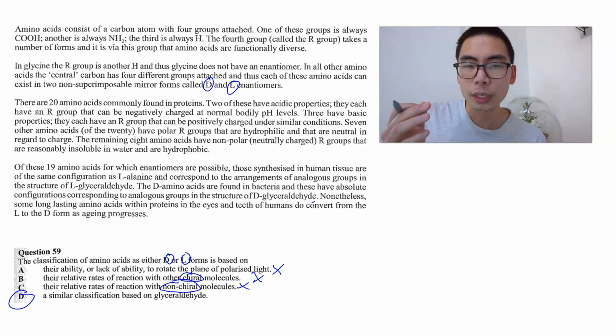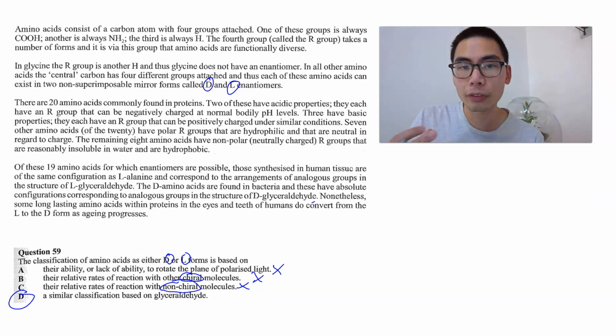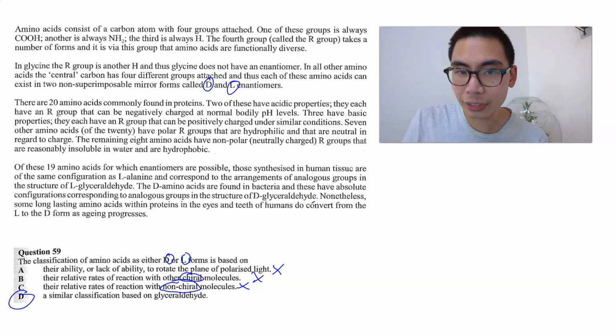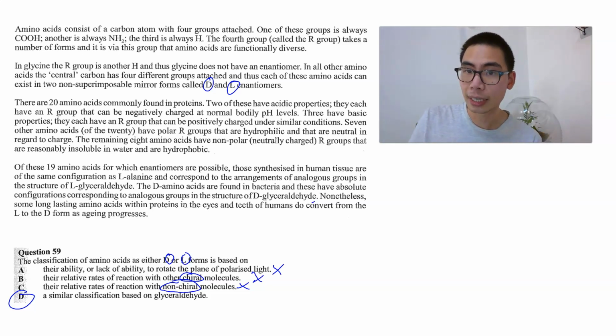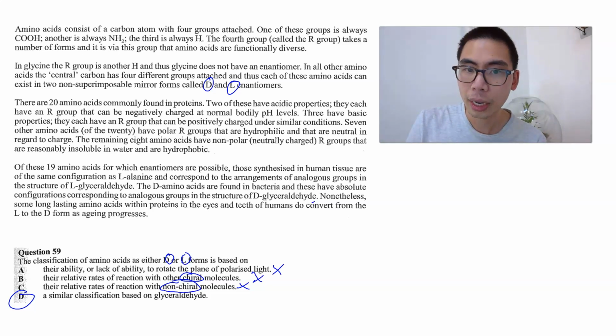However, both of these are essentially saying that the configurations of amino acids and glyceraldehyde can be very similar. Now, if you read between the lines though, the fact is that you are classifying amino acids as D and L. And you can also classify glyceraldehyde as D and L. And for that reason, you are probably using the same classification. That's kind of enough for you to say that D is the answer, right?